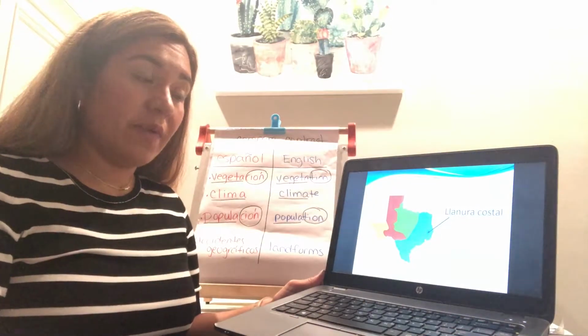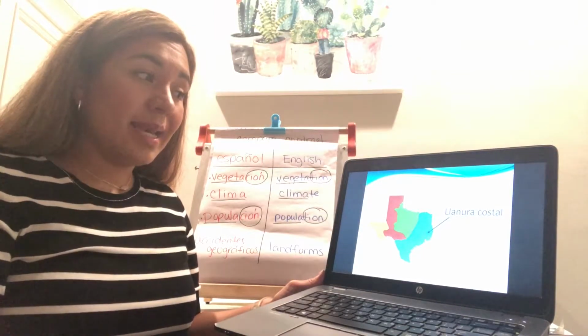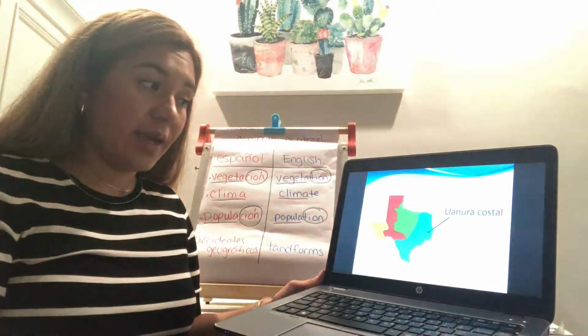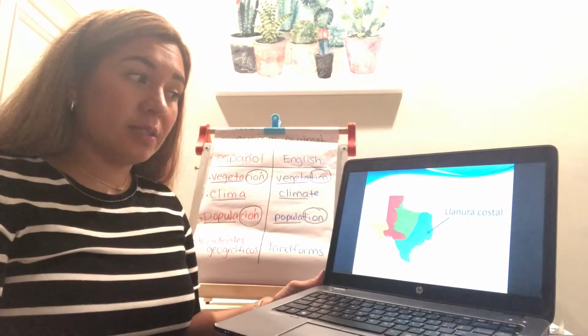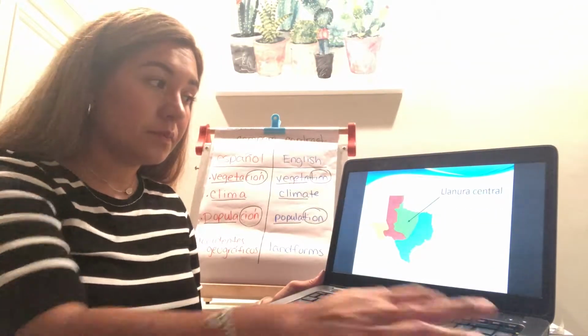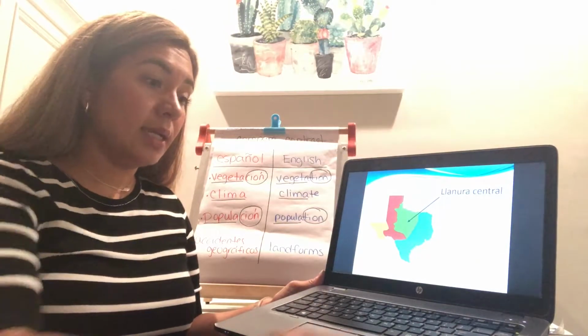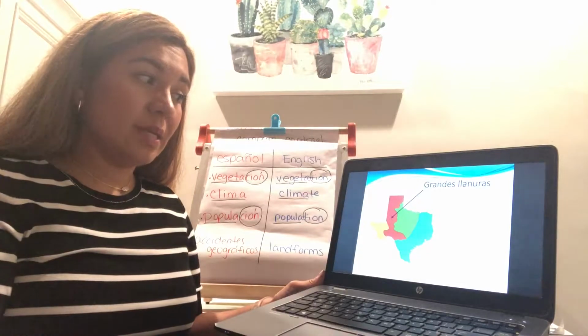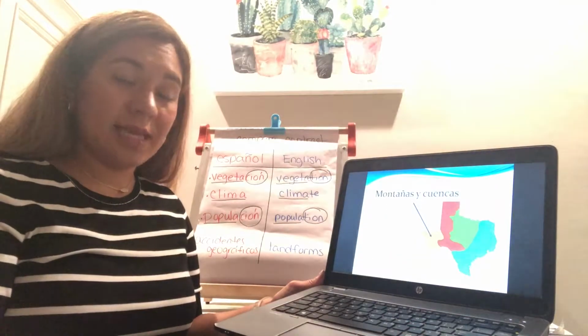Again, they will be provided with that color-coded Texas map, but now we will be identifying and pointing out each region. Here we have Llanura Coastal, which is the light blue. Then here is the Llanura Central, which is the green. Grandes Llanuras is the red, and Montañas y Cuencas is the yellow.